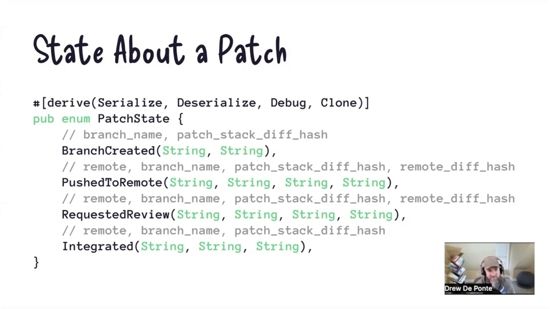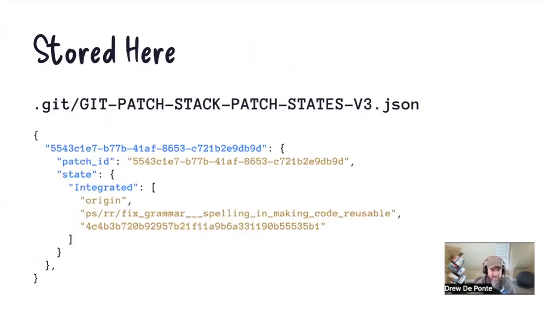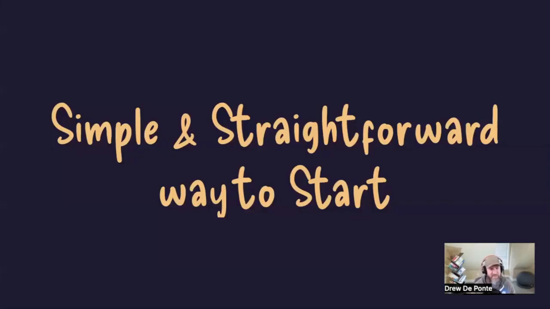And this is all fine and dandy. We stored this information in a local file inside of your Git repositories. You can go poke around in your local Git repos if you want, and you can check out the state there. And if you blew it away, all of a sudden GPS would no longer know anything about your patches, and it would have to rebuild all of that state. So this was simple. It was straightforward. It was a good way to start.